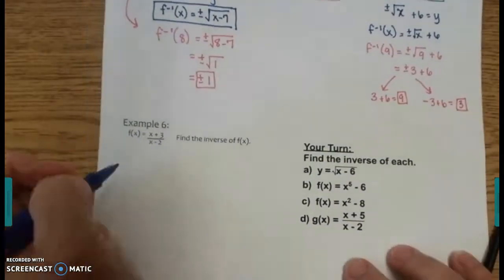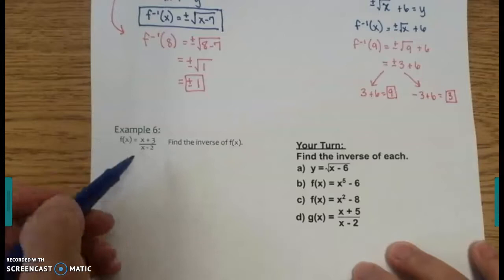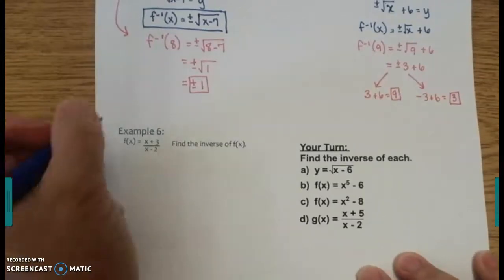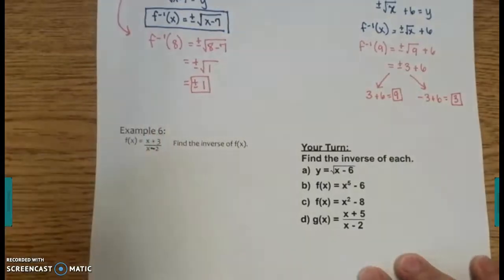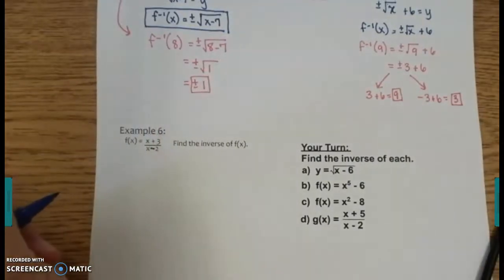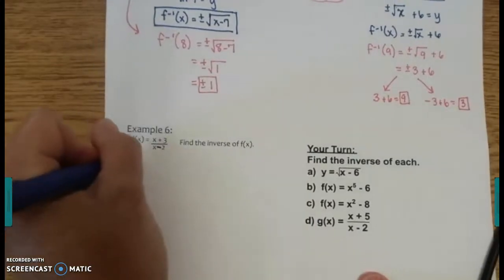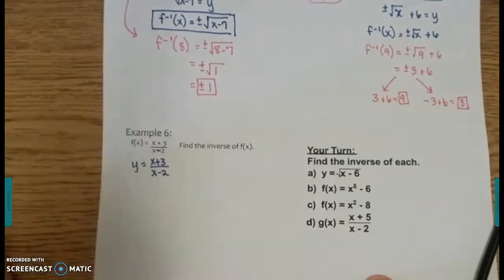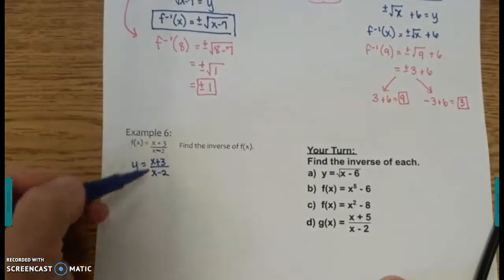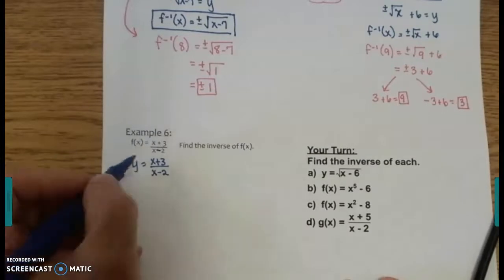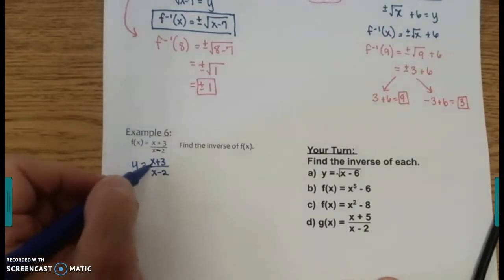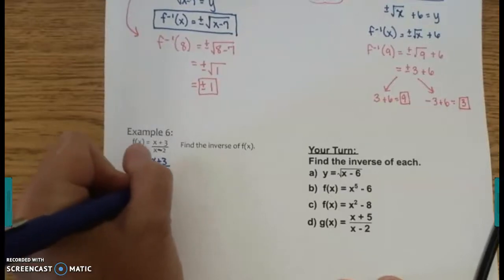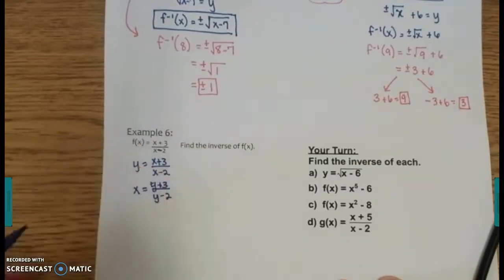So our last example is example 6, which is x plus 3 over x minus 2. I'm not sure if you can see that's a minus, but it is. And we're going to find the inverse of this function. So y equals x plus 3 over x minus 2. So that was step 1. Now, switching your x and y. You're going to replace both of these x's with a y. So you're going to have x equals y plus 3 over y minus 2.